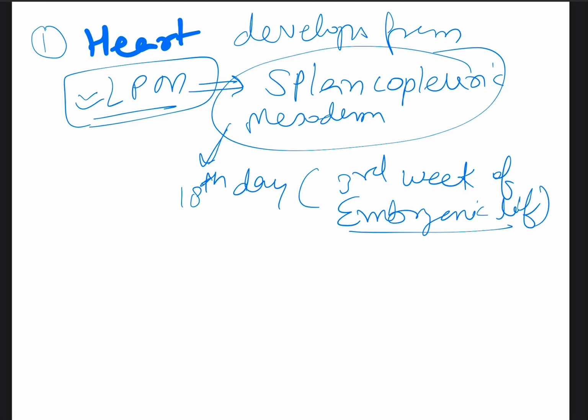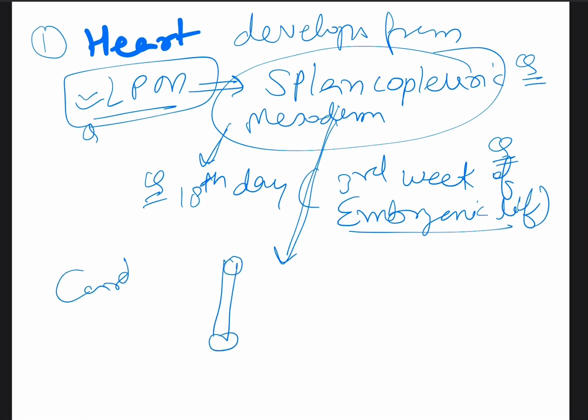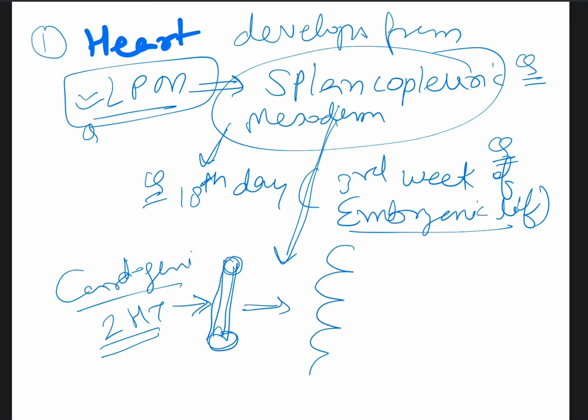Okay guys, lateral plate mesoderm is splanchnopleuric mesoderm on the 18th day of the third week. At the splanchnopleuric mesoderm, first of all, there is formation of the cardiogenic area. This cardiogenic area forms two heart tubes. These two heart tubes unite with each other and form a single heart tube, which goes through serial dilatations and constrictions and forms a four chambered heart.